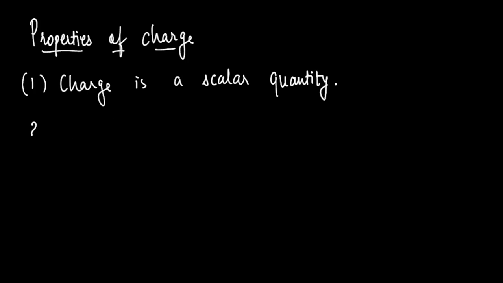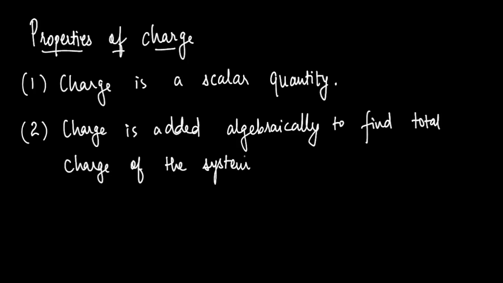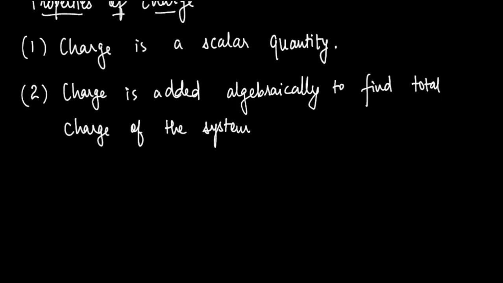The second property that charge has is that charge is added algebraically to find the total charge of the system. So if there is some system and you want to find the net charge or the total charge of the system, then we can add the individual charges algebraically.